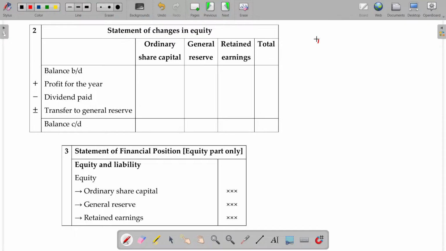So in your income statement, from revenue and expenses, you will get the profit for the year, maybe 1000. Then you will prepare financial statements. In that financial statement, you have to prepare equity and liability. Under that, equity, ordinary shares.